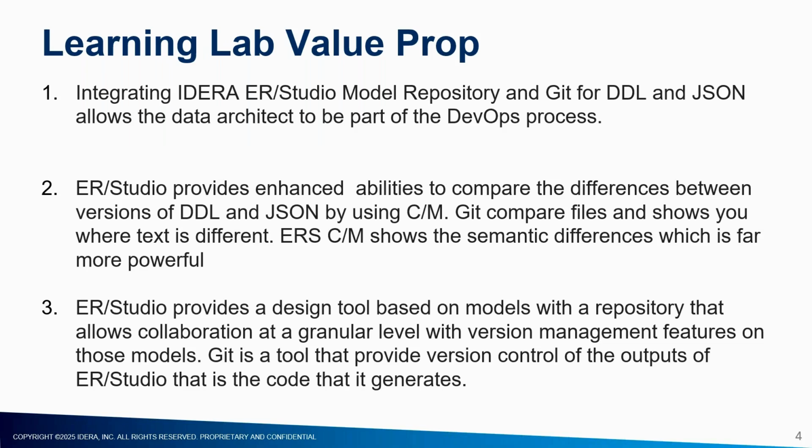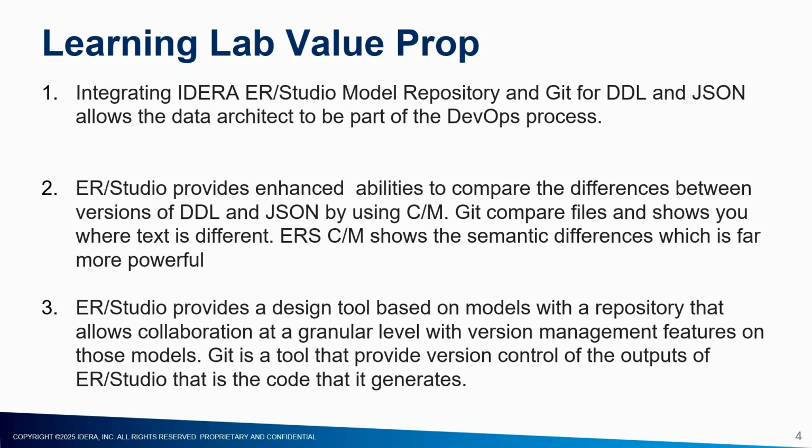So what is the objective of today's learning lab? Our goal is to help our current customers utilize the model repository and Git that we introduced for DDL and JSON generation, which will enable the data architect to be part of the DevOps process. Going forward, the product will enable you to compare the differences between versions of the DDL and JSON by using the compare and merge. Git compare allows you to showcase where the text is different. And with the ER Studio compare and merge, it shows you the semantic differences, which is far more powerful.